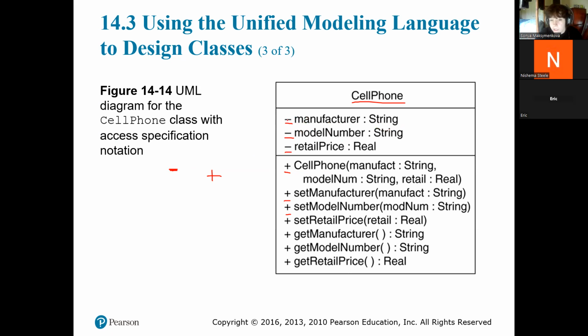In this example, we have a private variable called manufacturer that is a string. Then we have a private variable model number that is a string. And we also have a private variable retail price that is a real number. These are all of our variables right here in the middle. Then this section is all of our methods: all of our setters, all of our getters, and our constructor.